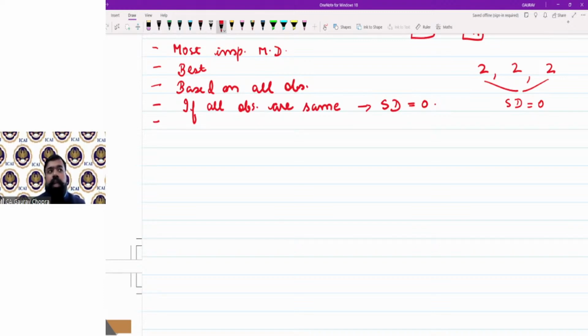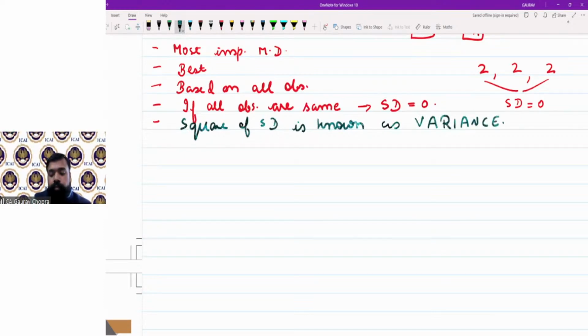Then the next point is the square of standard deviation. The square of standard deviation is known as variance. So variance is denoted by sigma square, or you can say neta square. This is the square of standard deviation.